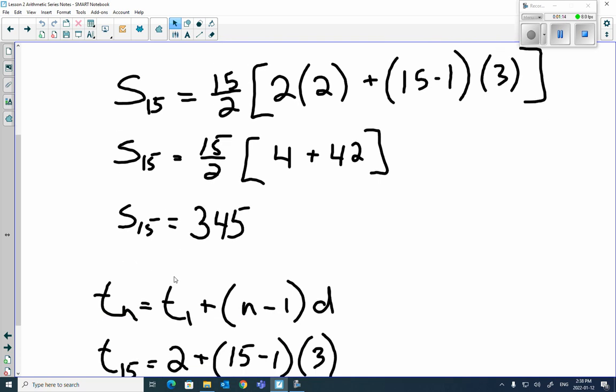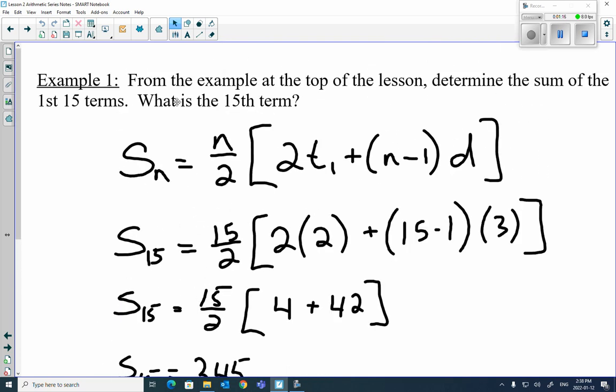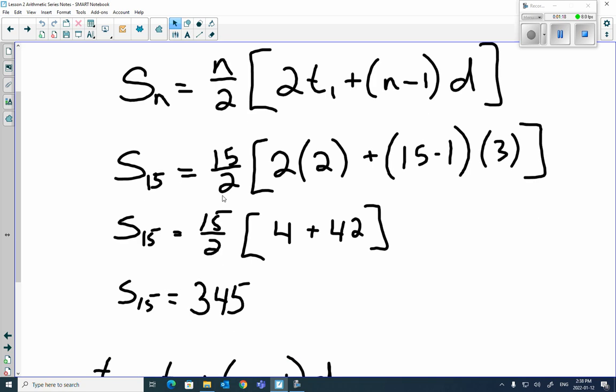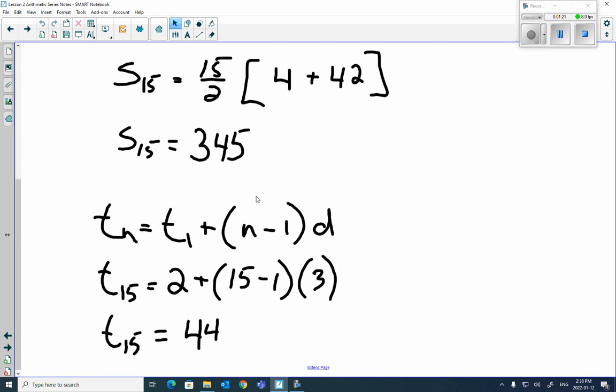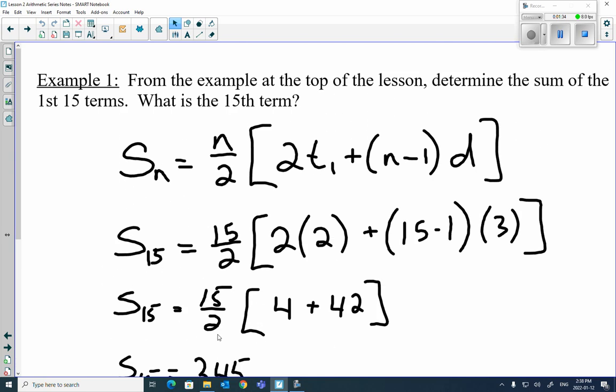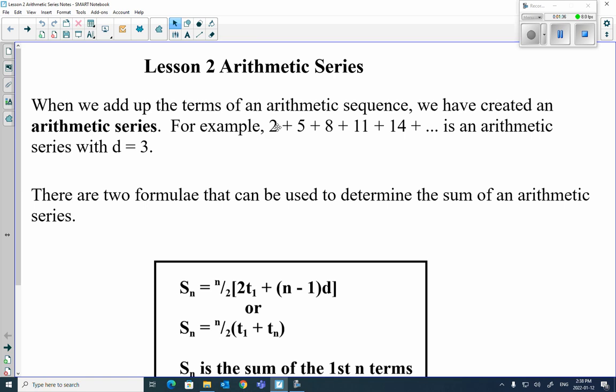But then I could ask you, hey, a next part of the question: what is the 15th term? Then we have to go back to the sequence formula that we used in the previous lesson. It's this formula right here. We're looking for the 15th term. We know T1, we know 15, we know d, we plug it in, and we end up with 44 as the 15th term. I mean, you could brute force this, right? You could go through here and go 2 and 5 and 8 and 11 and 14 and 17 and 20, but that's a waste of time, right? If you use the formula, you can figure this stuff out pretty quick.